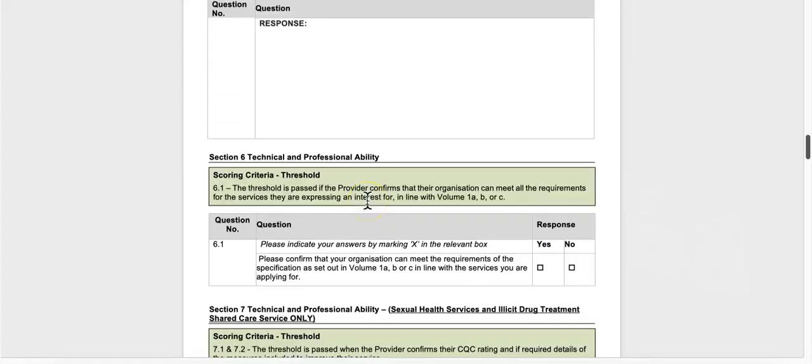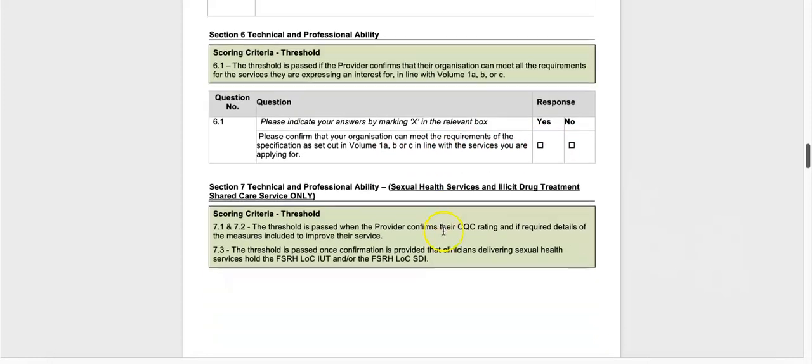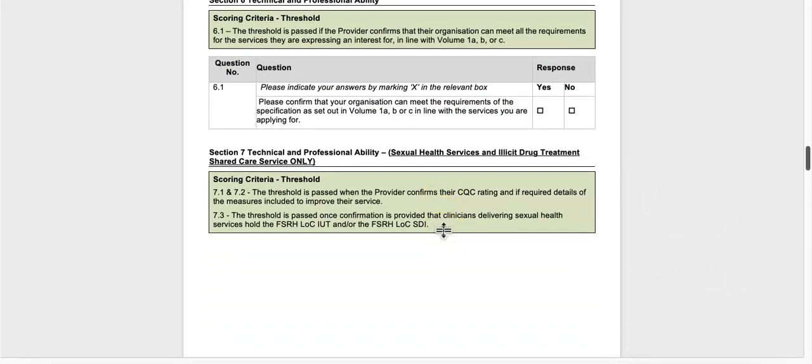Section 6 is looking at your technical and professional ability. And you'll be required at 6.1 to confirm that your organisation can meet the requirements of the specification as set out in volume 1A, B or C in line with the services that you are applying for, and that's on a yes or no basis. Section 7 also continues with technical and professional ability, but please note this is for sexual health services and illicit drug treatment shared care service only.